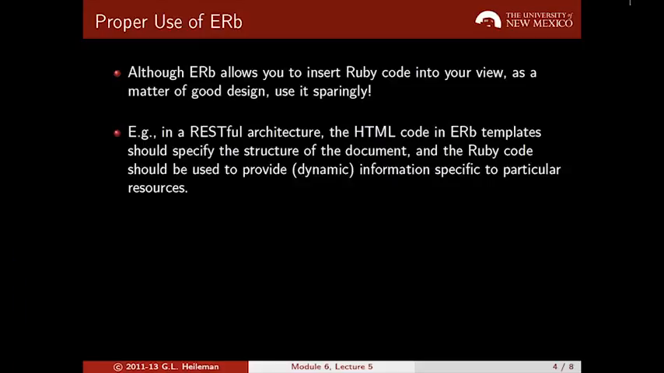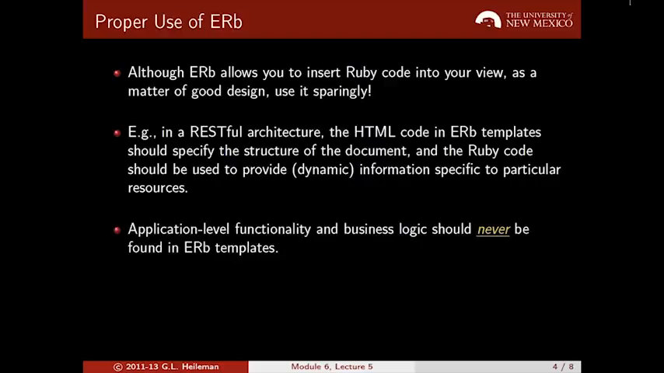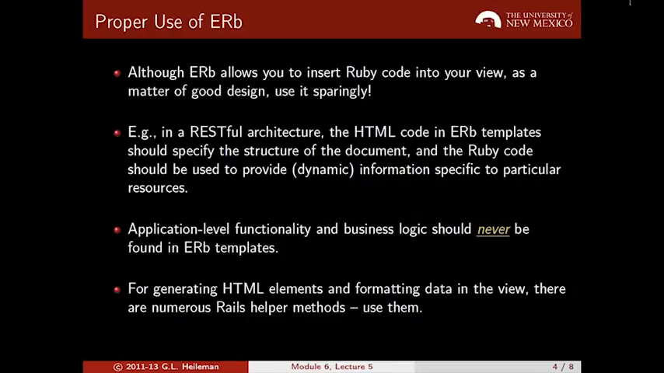So in a RESTful architecture, the HTML code should specify the structure of the document, and the Ruby code is used to provide just dynamic things that are retrieved from the database, for example. So the actual resources are specified using ERB. That's what we just saw with the posts. So you'll read the posts dynamically, and then they'll show up in the web page. Again, application level functionality, business logic should never, ever be found in ERB templates.